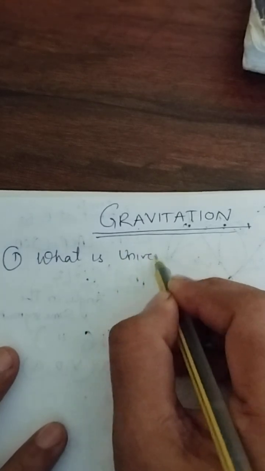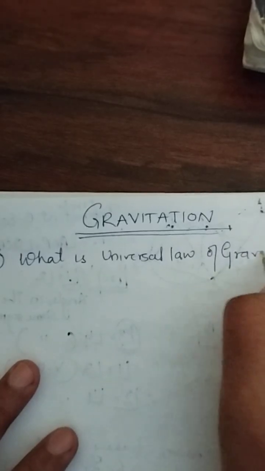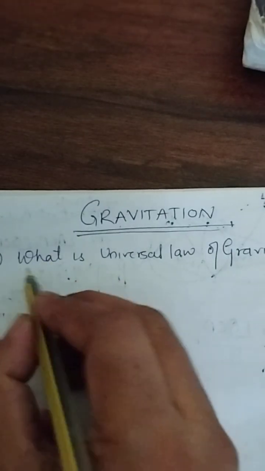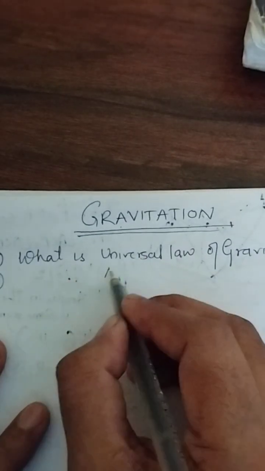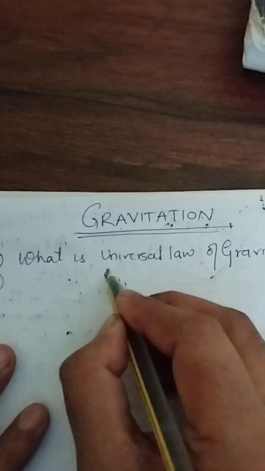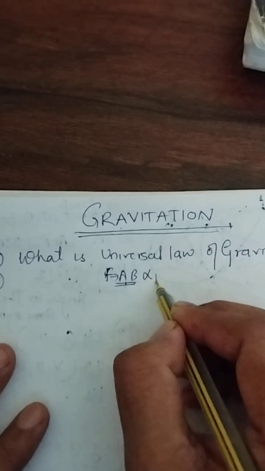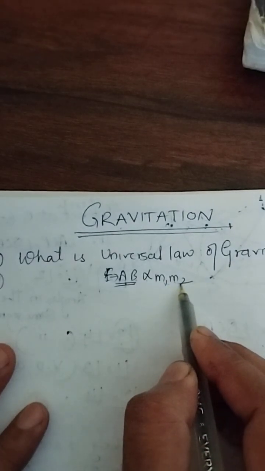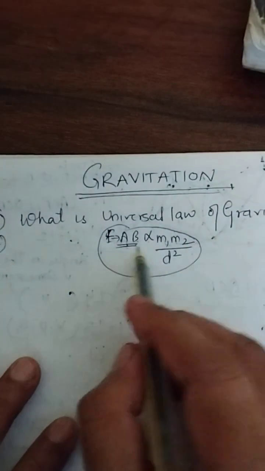What is the universal law of gravitation? Derive the formula for it. The universal law of gravitation states that the force between two bodies is directly proportional to the product of their masses and inversely proportional to the square of the distance. Actually, this is how it can be written in the form of a definition.